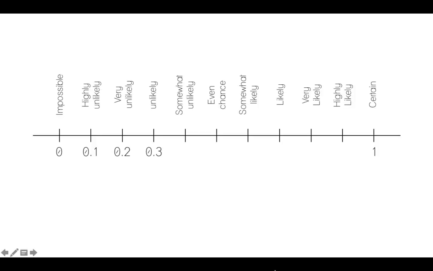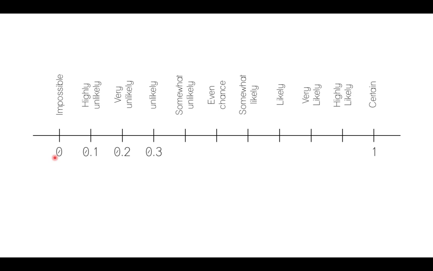Now, we can use this chart here to describe that probability. The terms at the top are what we would use to describe them, or we could give them a numerical value depending on how likely the probability of something occurring. So we start with impossible, which is 0, so nothing will ever happen. It cannot happen. We have our even chance in the middle and certain at the other end, which is 1. In between we have highly unlikely, very unlikely, unlikely, somewhat unlikely, and then the other side is somewhat likely, likely, very likely, highly likely before certain.